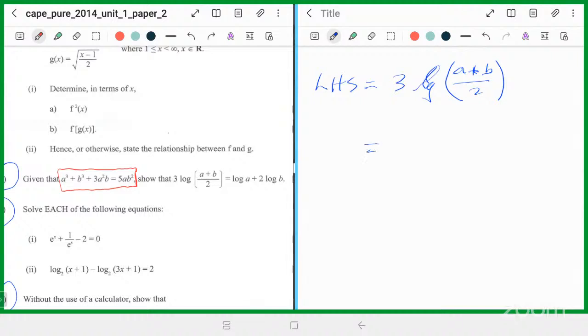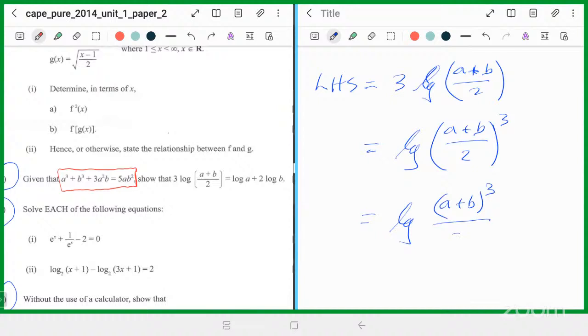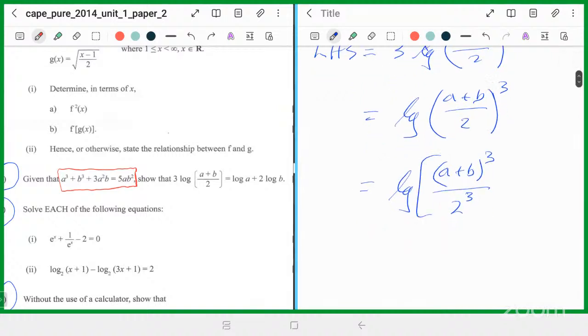I'm going to write that as log of (a plus b over 2) all cubed. Then I'm going to apply this cube on the numerator and on the denominator. And so it's going to become the log of (a plus b) all cubed over 2 cubed. And then now by the laws of logs, I can break this up because the log of a quotient becomes the log of this numerator minus the log of this denominator. Now this denominator is just 8.